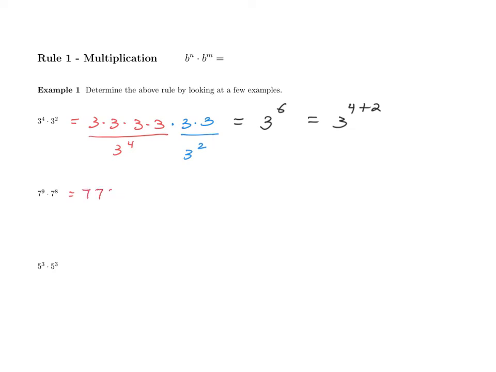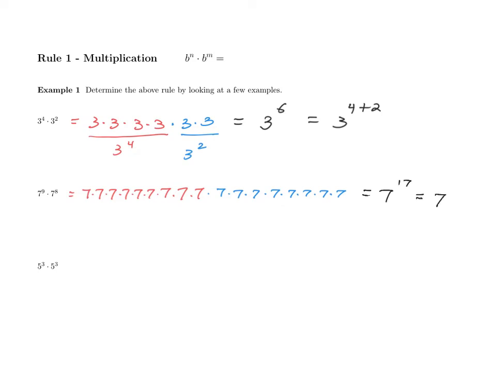So 1, 2, 3, 4, 5, 6, 7, 8, 9, and those are all being multiplied together. And then 7 to the eighth, that's 8 sevens in a row. So 1, 2, 3, 4, 5, 6, 7, 8. And if we count these up, there's 9, then there are 8. That's a total of 17 sevens, which is this.